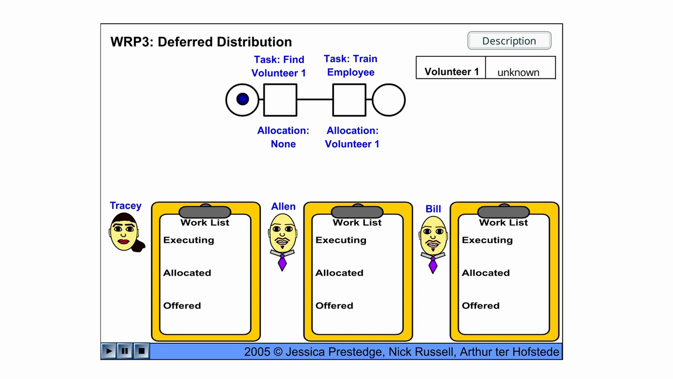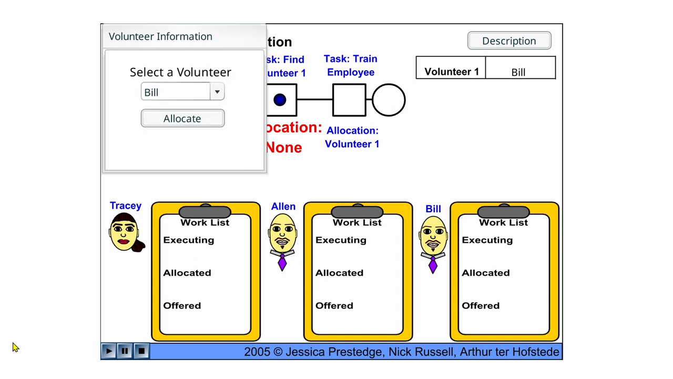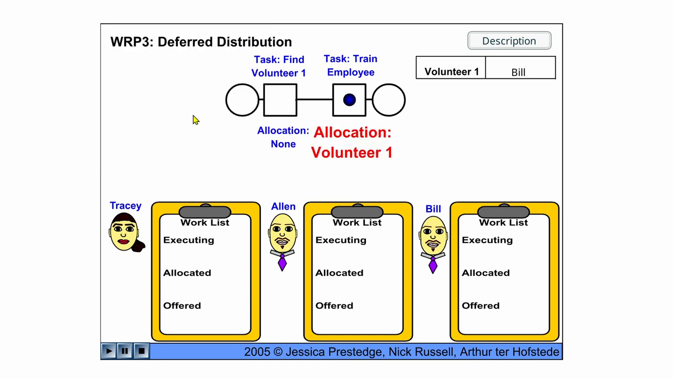Okay, here we have two tasks. The first one is find a volunteer and the second one is train employee. So we start the animation and we select a volunteer. In this case, we select Bill. We could have selected any of the three participants shown here. So we select Bill, and now the work item for training the employee is allocated to Bill. Bill trains the employee and then completes the work item.